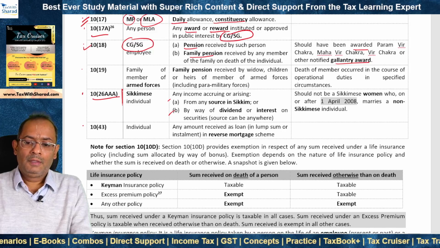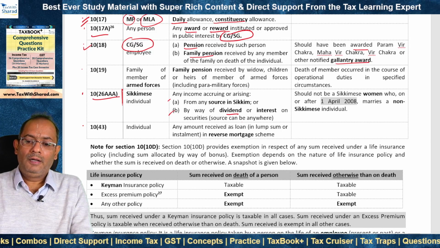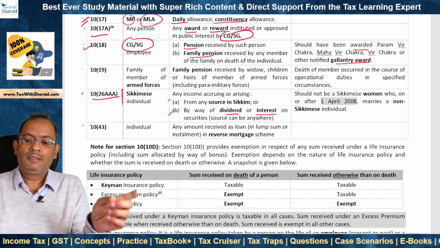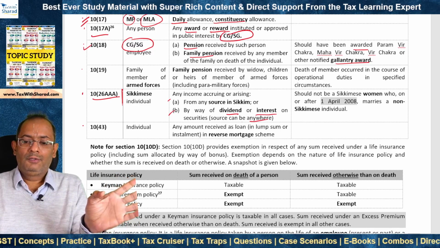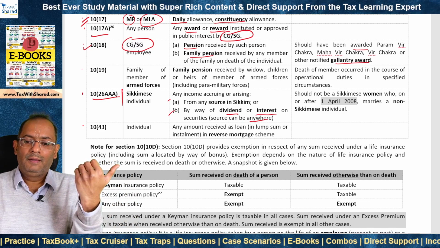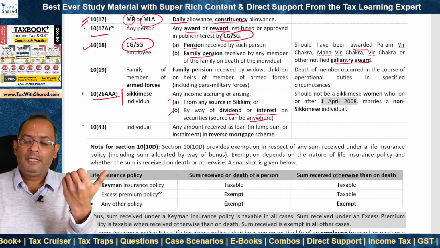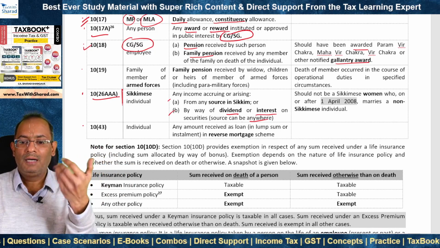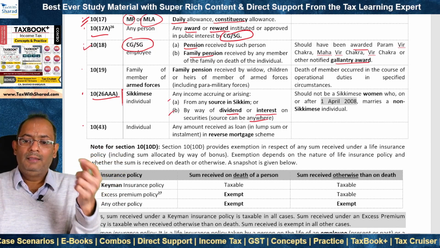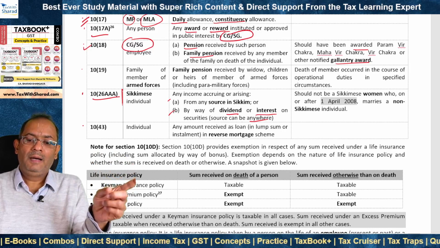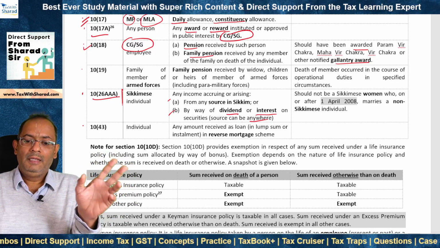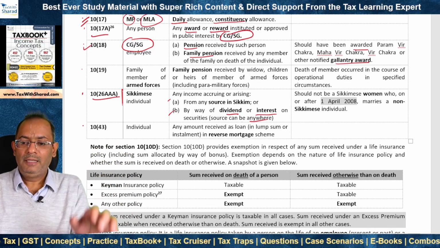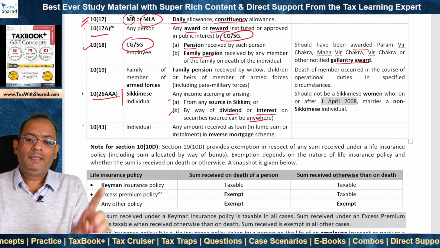Second, dividend or interest on securities is also exempt. And the source need not be in Sikkim, it can be anywhere. So if the company is, say, based out of the state of Maharashtra, it is not based out of the state of Sikkim, it has its registered office in Maharashtra. And then dividend is received by a Sikkimese individual, even then, even though the source is not in Sikkim, the income will be exempt. However, there is a condition.